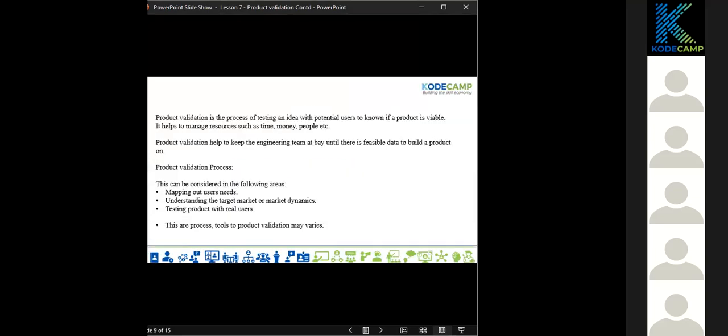So let's go into a summary of all. Broad validation is the process of testing an idea. It helps to manage resources such as time, money, and people. People in this sense, like I said before, are engineers. Don't waste your money.